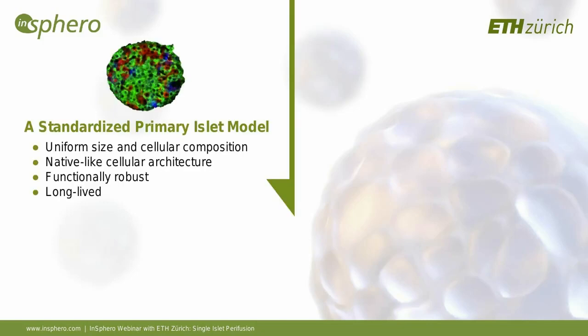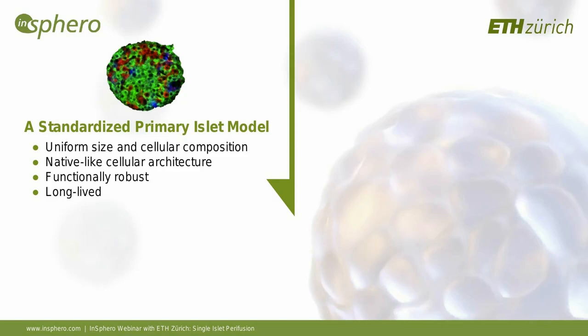As you have heard, we have engineered a standardized primary islet model that is uniform in size, cellular composition, and function. It displays native-like cellular architecture and cellular composition. They are functionally robust, and they retain this functional robustness for almost a month in cell culture. So this model allowed us to do single islet perifusion studies because of its uniformity and reproducibility between different islets within a single production.